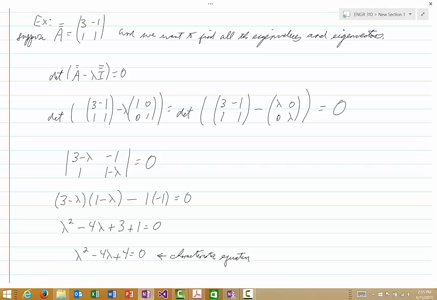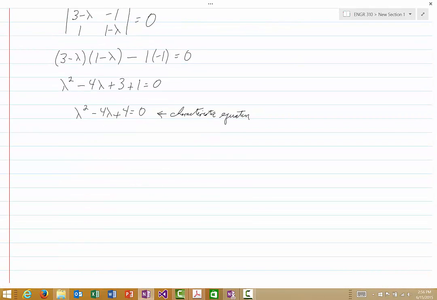If it's an n by n matrix, then the degree of the polynomial will be n. And of course, the degree of this characteristic equation is going to determine how many solutions it has, or how many eigenvalues. So an n by n matrix will always have n eigenvalues. Now some of them may be repeated, so it may not have n distinct eigenvalues, but it will have n eigenvalues.